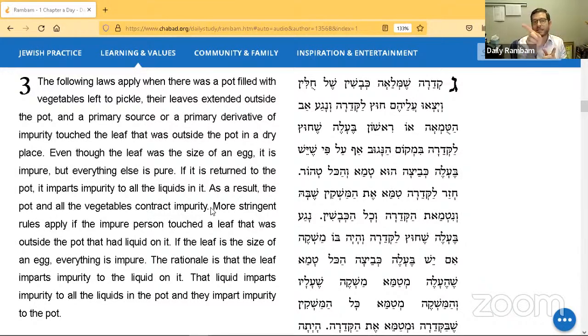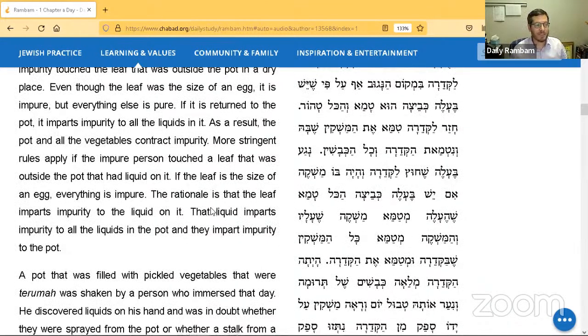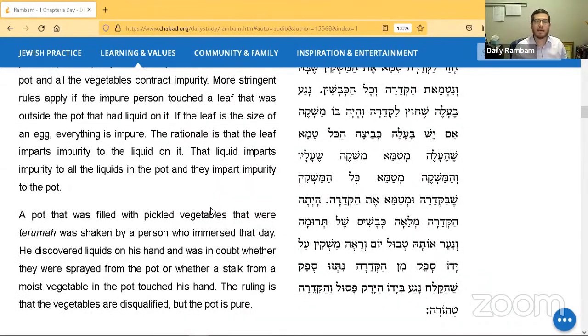Because when we say that something outside of the pot is considered distinct and separate from what's in the pot, that's when we're talking about something solid, so the leaves of the vegetable. But liquid is considered extended to the liquid that's in the pot. So as soon as that becomes tamei, it will impart the tumah back into everything that is in that container that is pickling.